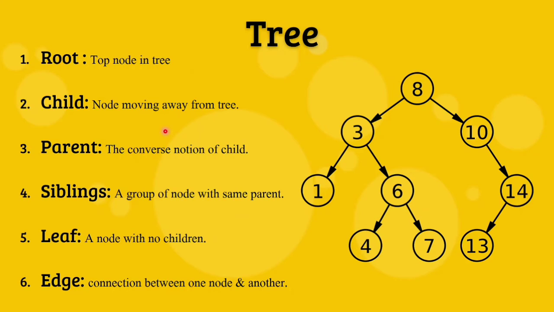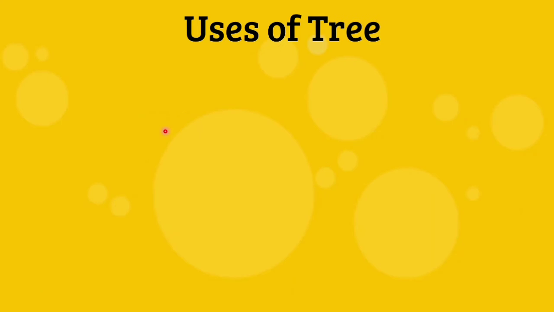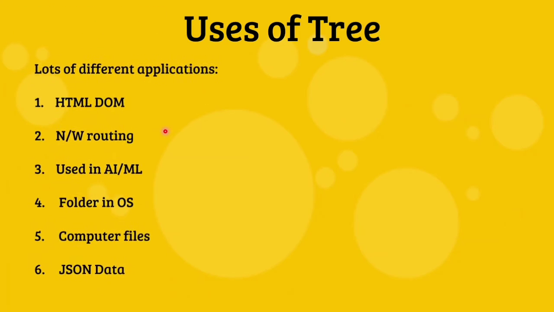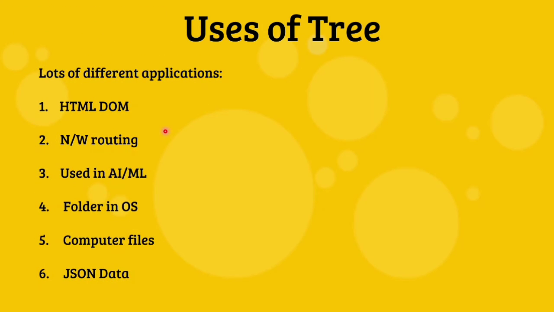Once our terminology is clear, we are now in a position to see the uses of the tree. At multiple places it is used, but we will discuss only some of them. When we look at the HTML DOM, the document object model, it makes use of a tree. Then we have network routing. If you see the picture of network routing, you will be able to see that there is a concept of a tree; a number of things are connected together. Then in AI and ML also the tree is used.